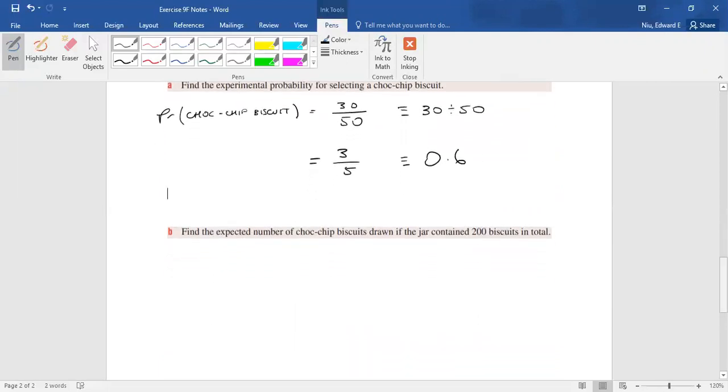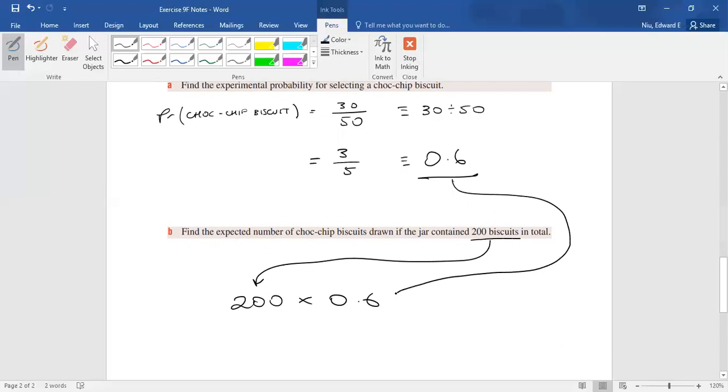So in part B it says, find the expected number of choc chip biscuits drawn if the jar contained 200 biscuits in total. So if we used our experimental results, and if we were to draw 200 biscuits, what we do is we take the 200 and we times it with the decimal above. If you're unsure of how to get this decimal, you can always go 30 divided by 50 or 3 divided by 5 in your calculator and you'll get that decimal equivalent.